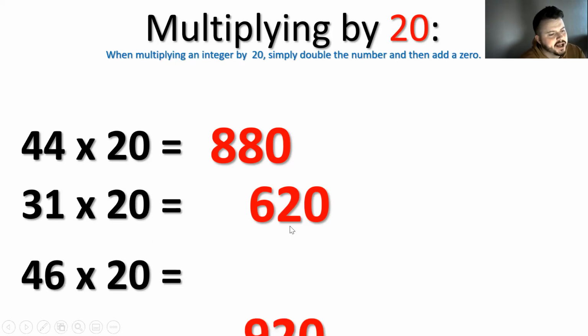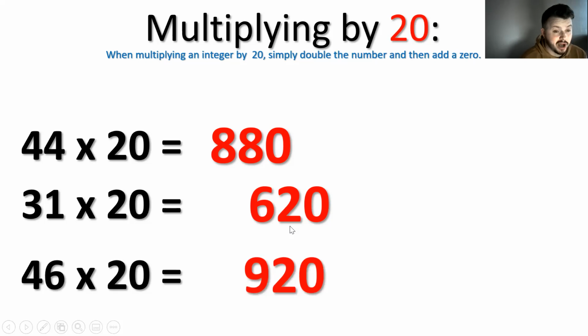Okay, and the answer is 920, because if we double 46, so 46 plus 46, we get 92. We add the 0, we get 920.